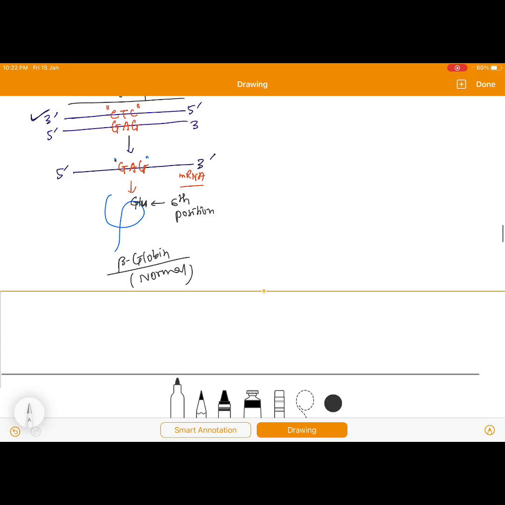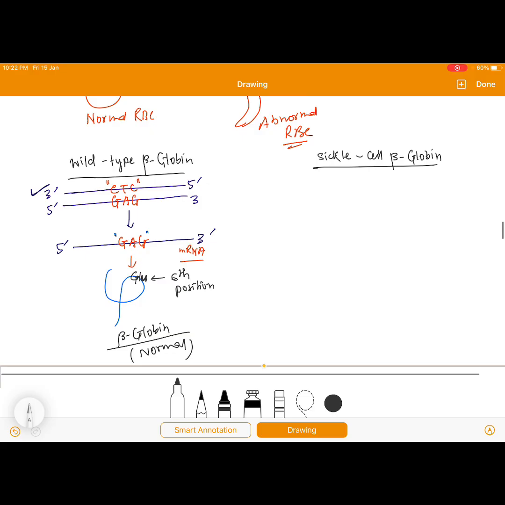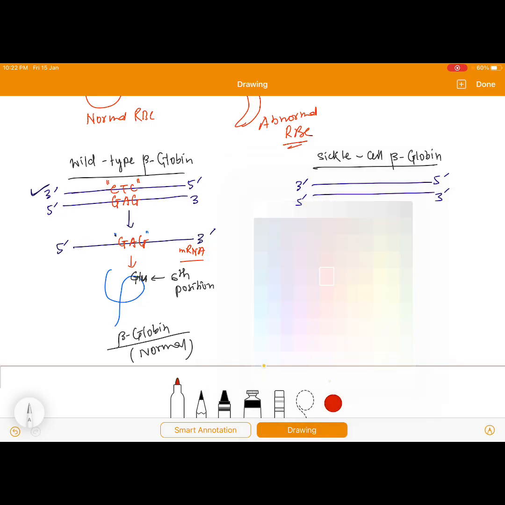Okay. Now what is the case of sickle cell beta globin? The sickle cell beta globin is also encoded by the same gene, so it is 3 prime to 5 prime, and 5 prime to 3 prime. Here also the same nucleotides are there, but this particular nucleotide pair undergoes one change. Here CAC, that means the middle T is replaced by A. The thymine here is replaced by adenine, and because of that the 3 nucleotides in the complementary strand will also be changed. It is now becoming GTG.